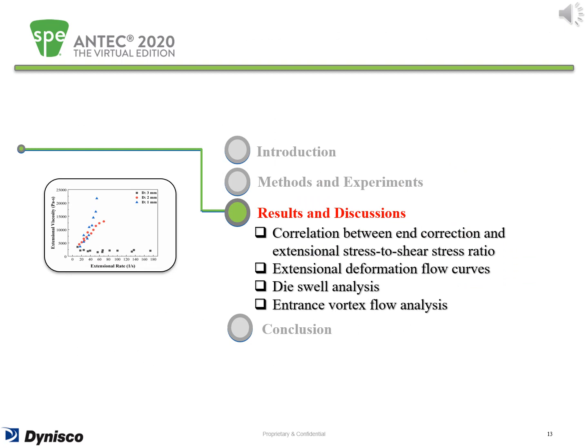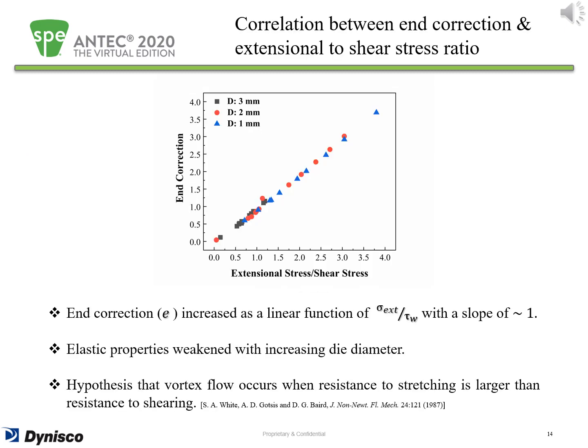In the next section, I'll talk about the results and discussions, and the titles are correlation between end correction and extensional stress to shear stress ratio, extensional deformation flow curves, die swell analysis, and entrance vortex flow analysis. This figure shows the relationship between the two dimensionless parameters of end correction and extensional stress to shear stress ratio for LDPE melts flowing through dies with different diameters.